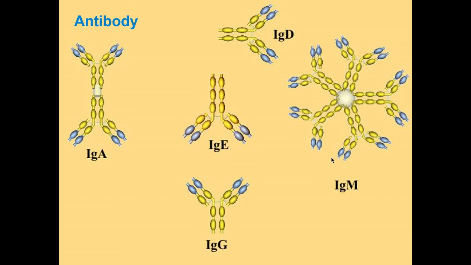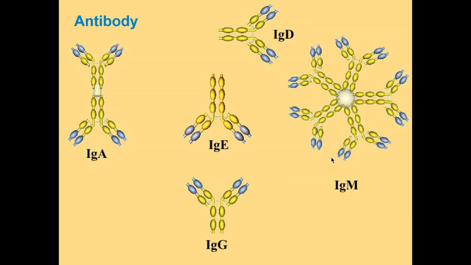Remember, there are 5 different types, GAMED. They're all a little different from each other. 3 of them, IgG, IgE, and IgD, are monomers. IgA is a dimer, in other words, 2 units. And IgM is a pentamer, 5 units.